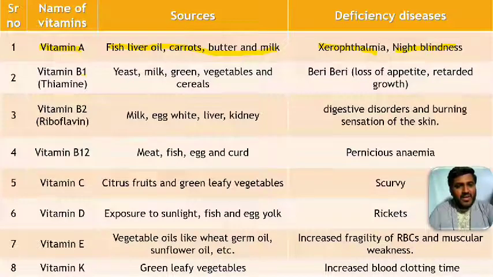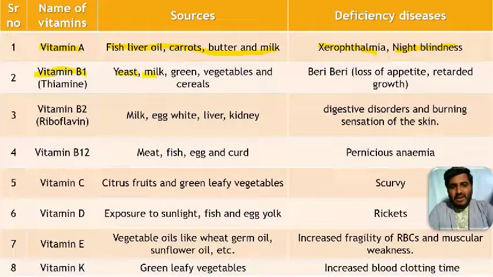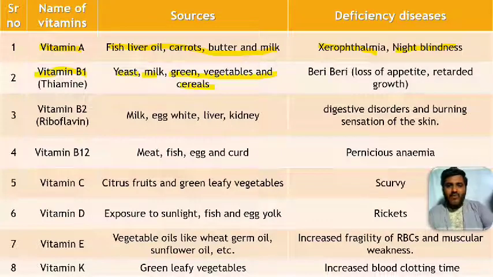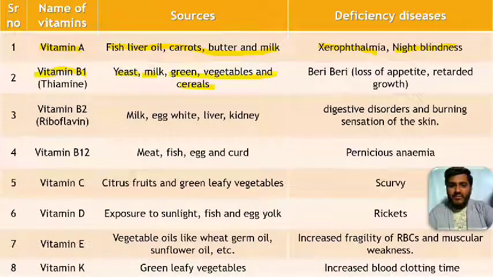Second one, vitamin B. Vitamin B mainly involves the chemical thiamine. Vitamin B1 is mainly found in yeast, milk, green vegetables and cereals. Deficiency of vitamin B1 causes beriberi, loss of appetite and retarded growth. These are some characteristics of beriberi disease.